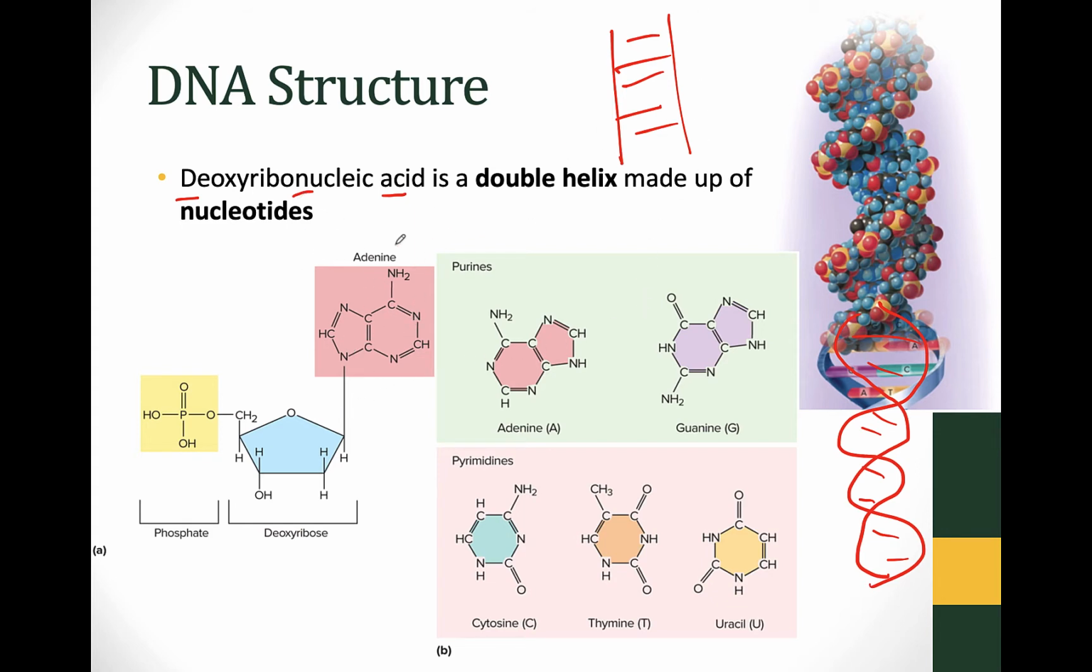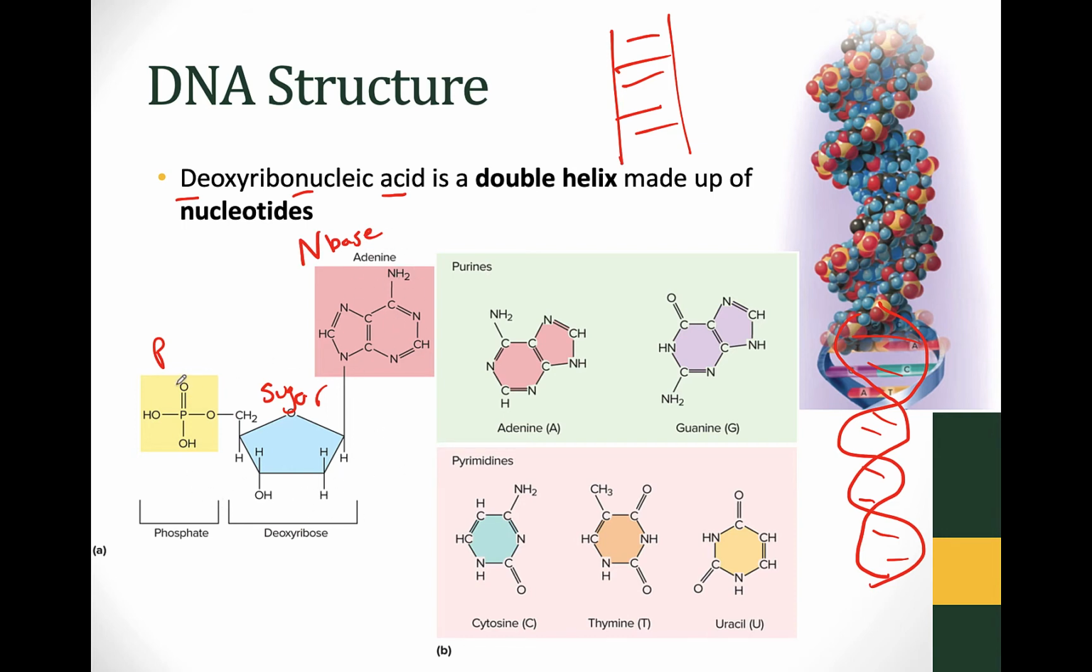So a nucleic acid, which is this monomer, is made up of three things. We have a phosphate group right here. So here's my phosphate group. We have deoxyribose. This is my sugar. And then I have a nitrogenous base. So the nitrogenous base is up here.